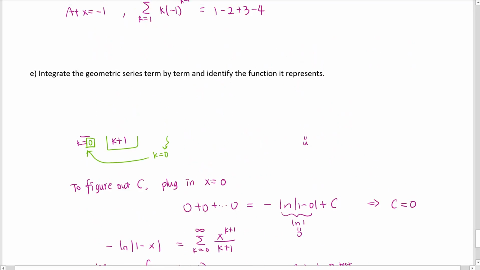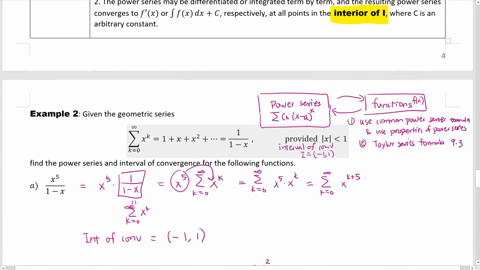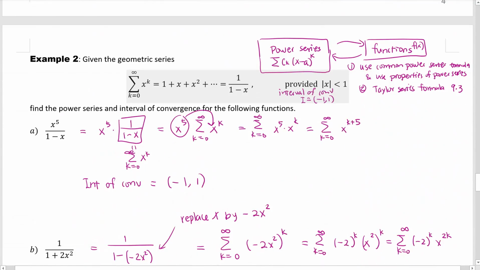So let me go back to our picture. In this chapter, we want to learn the relationship between functions and power series. Now we talked about one direction: given a function, how do we find a power series that represents this function? We can use the common power series formulas, and we can use properties of power series, just like what we have been doing. In session 9.3, we will talk about the Taylor series formula, and we will talk about that more.